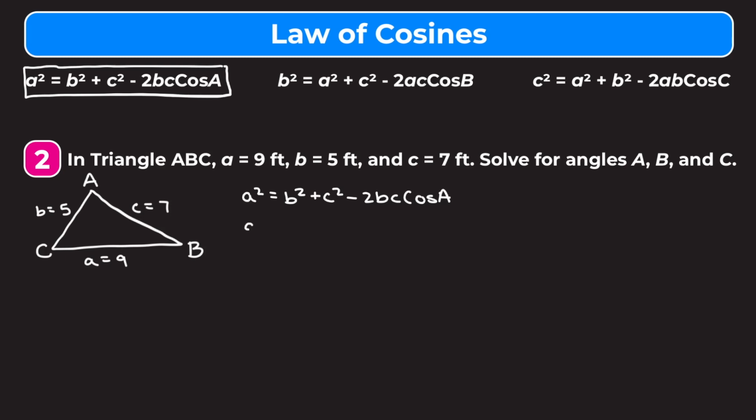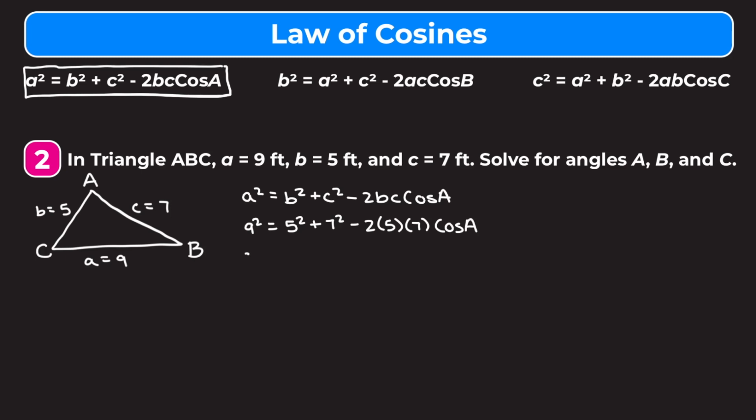So I know a is 9, so I'm going to have 9 squared is equal to b squared, so 5 squared, plus c squared, so 7 squared, minus 2 times my b value of 5 times my c value of 7 times the cosine of A. And now I just want to simplify a little bit.